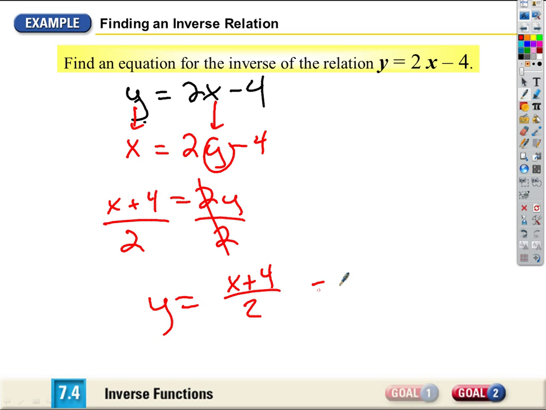If I want to, I could split that into 1/2 x plus 2 if I want to break it into separate fractions. And that might be good if I want to write it in mx plus b form. But then that probably is okay too, right? And this now is the inverse. So we write the original in terms of x's and y's, flip the x and y, and solve for the new y. That's our recipe for finding an inverse.